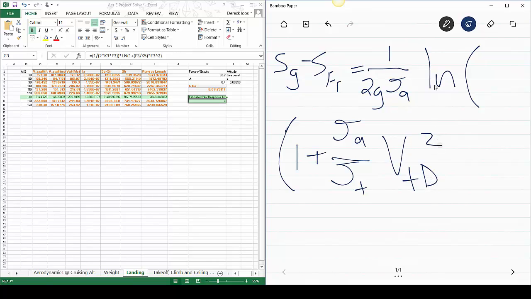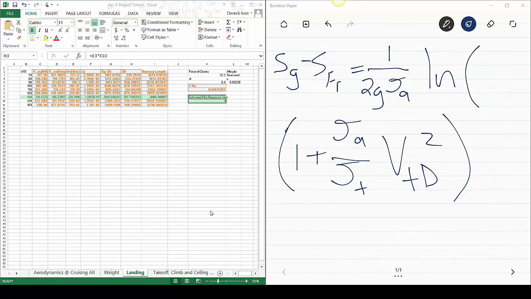velocity at touchdown squared. Now JT is a constant used for your reverse thrusters in the engine, which we're going to set to an approximate value of 0.4, and G is also your force of gravity at 32.2.